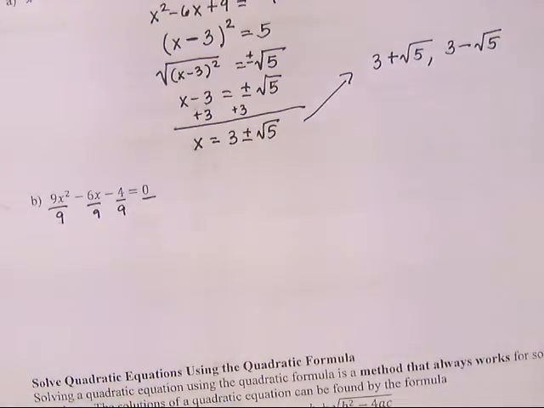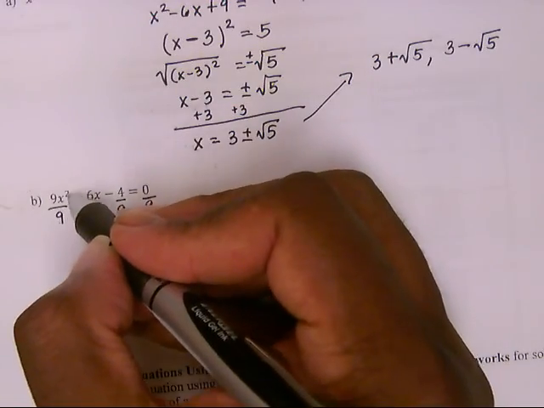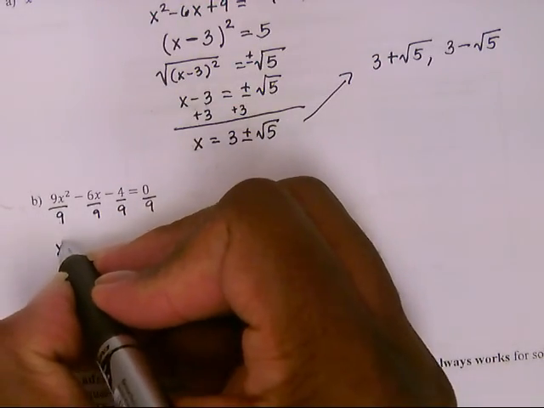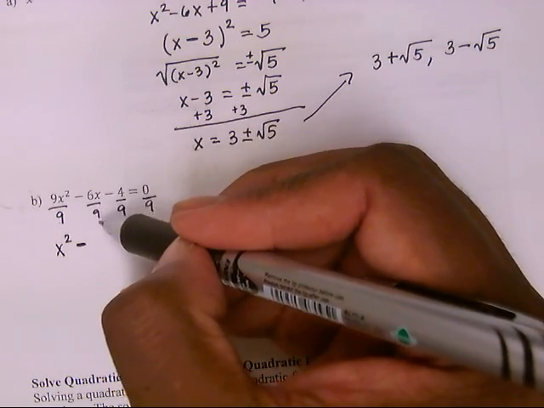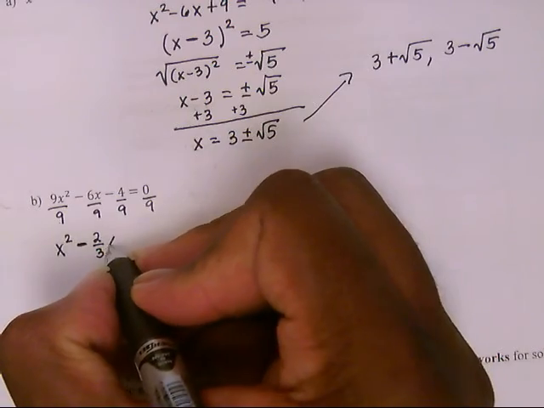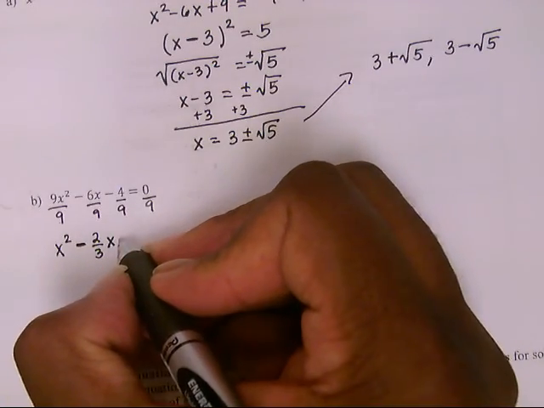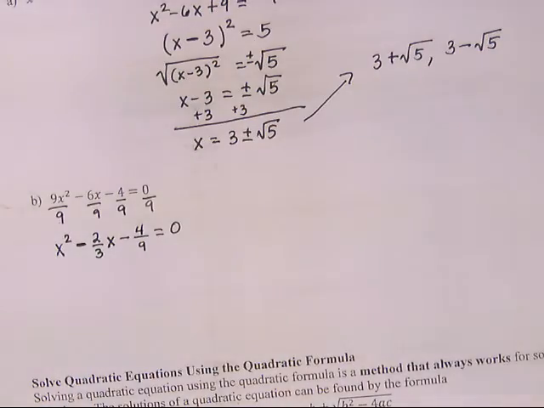That's a 9 here. Let me make that clear. So here 9x squared divided by 9 will be x squared minus 6 divided by 9, that's 6 over 9. I can reduce that to 2/3. So that's 2/3 x minus 4 over 9 equals 0.